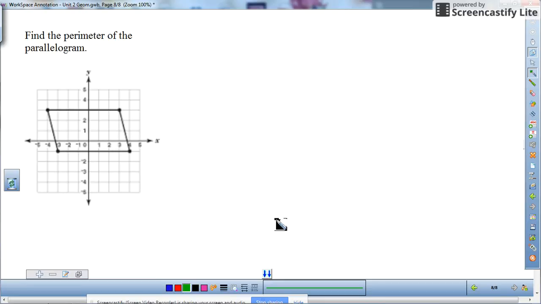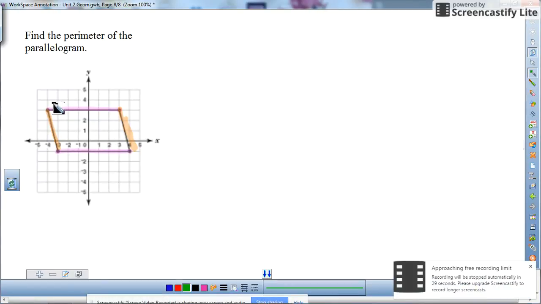All right, so here in this problem, it's asking us to find the perimeter of the polygon. Remember that the perimeter is the distance around an object, which would mean, let's use our highlighter, that we need to find this distance, which since it's a parallelogram should be the same as this distance. And then you need to find this distance, which should be the same as this one, because in a parallelogram, the opposite sides are congruent. So really, when I use the distance formula, I will only need to do it 2 times. I will find it here and then multiply that value by 2, and then I will do it here and multiply that value by 2.